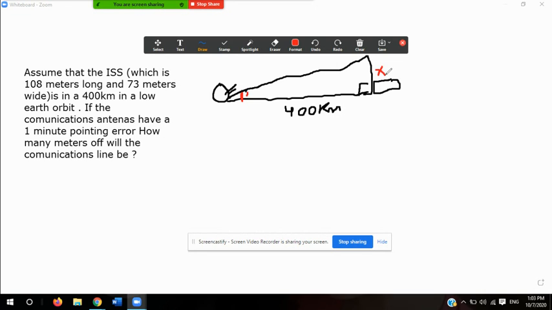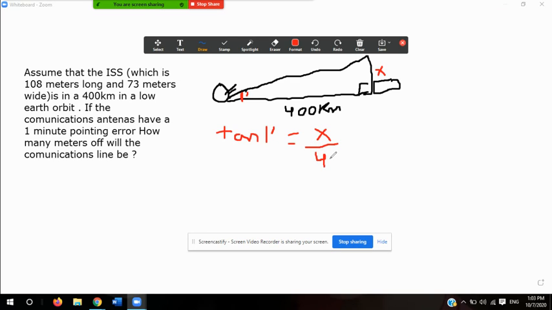So I have my opposite because, of course, it's 1 minute behind, and I have my adjacent. So I know that I'm going to use tangent. And I'm going to use the tangent of 1 minute. Tangent of 1 minute equals the opposite, which is x, over the adjacent, which is 400.